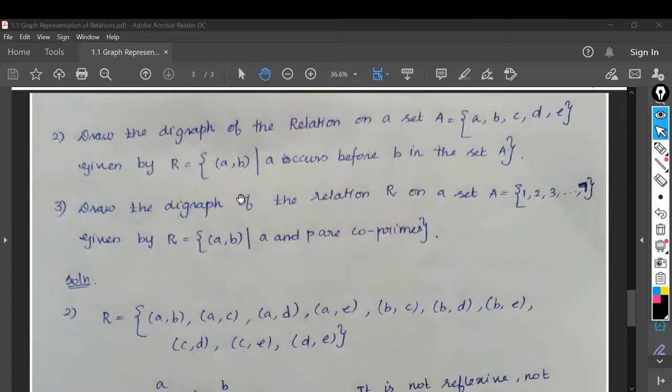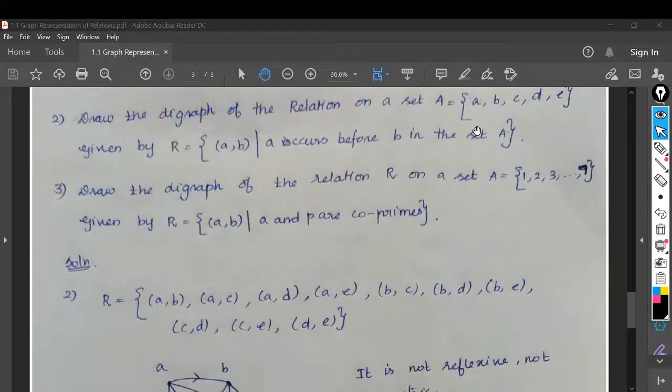This is for your homework purpose. Draw the diagram of the relation on a set A equals {A, B, C, D} given by R equal to (A, B) where A occurs before B in the set A. If A occurs before B, then there is an edge between A and B. A occurs before C, so there is an edge between A and C. But B does not occur before A, so there is no edge from B to A. That is how we have defined it.